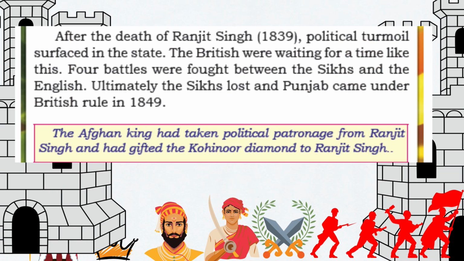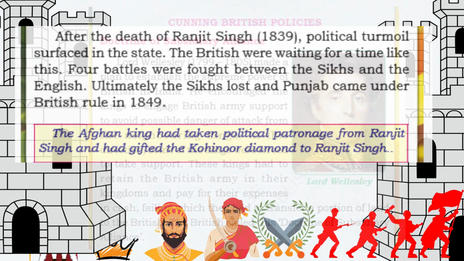After the death of Ranjit Singh, 1839, political turmoil surfaced in the state. The British were waiting for a time like this. 4 battles were fought between the Sikhs and the English. Ultimately, the Sikhs lost and Punjab came under British rule in 1849. The Afghan king had taken political patronage from Ranjit Singh and had gifted the Kohinoor diamond to Ranjit Singh.